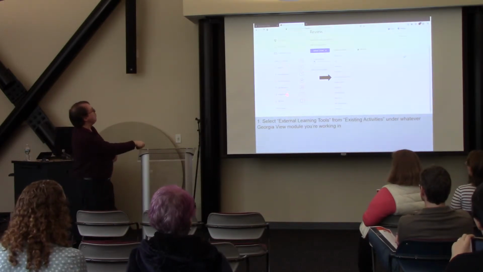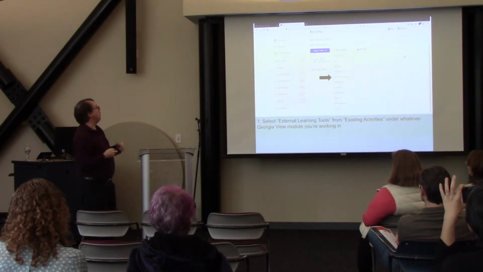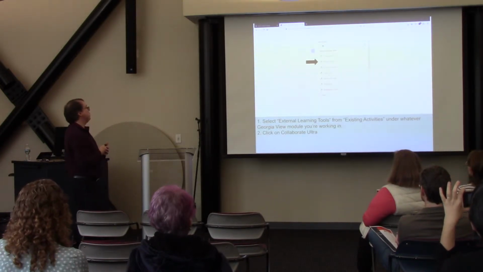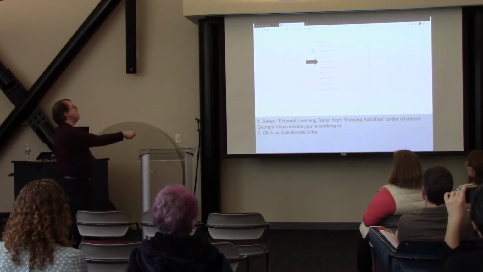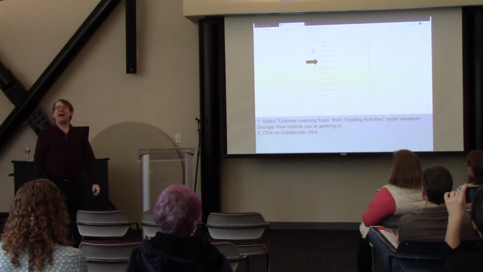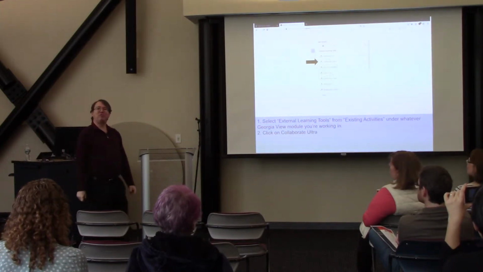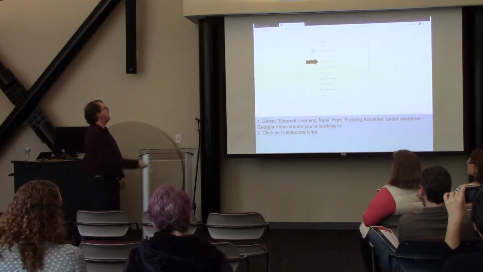So just showing you the module, you can pick any module. I have something called Review, and when you go under Existing Activities, there's something called External Learning Tools. When you click under that, you'll see a whole bunch of things. These are right there. And there's Collaborate LTI, which I think came before Collaborate Ultra. It's a little bit more complicated. Collaborate Ultra is more streamlined, but it's right there.